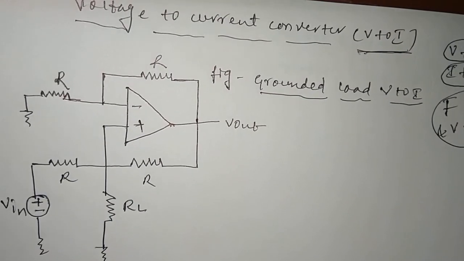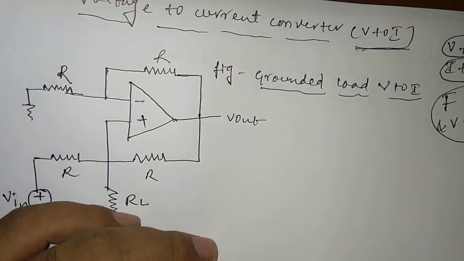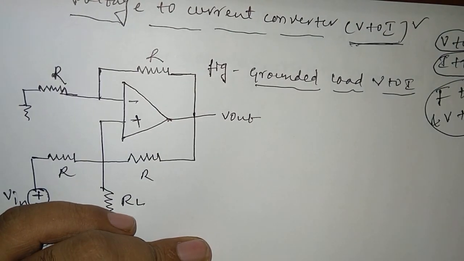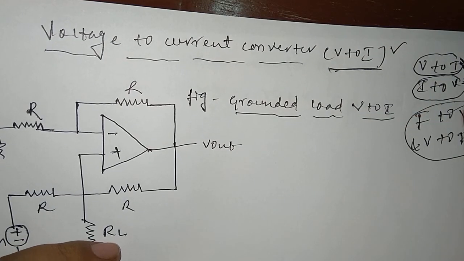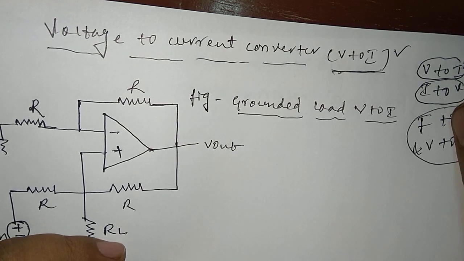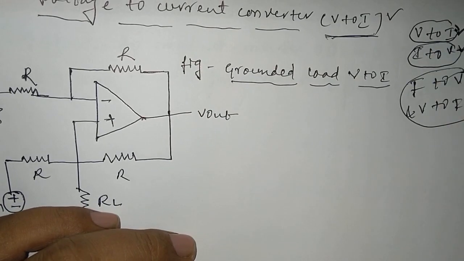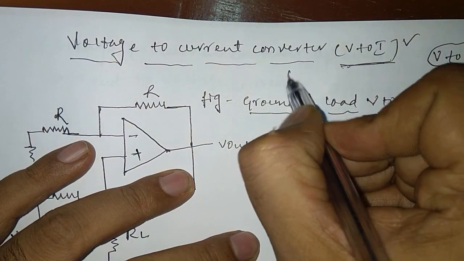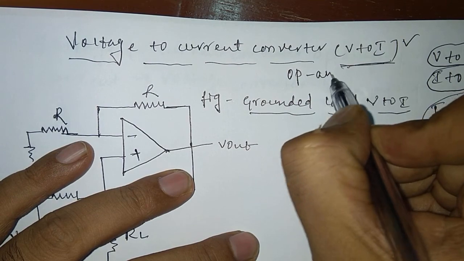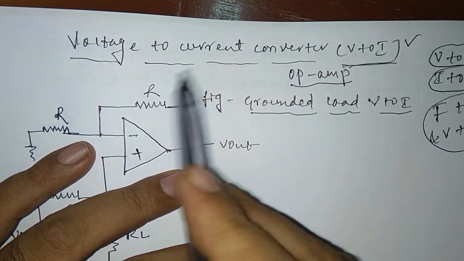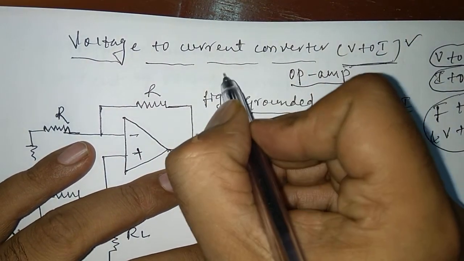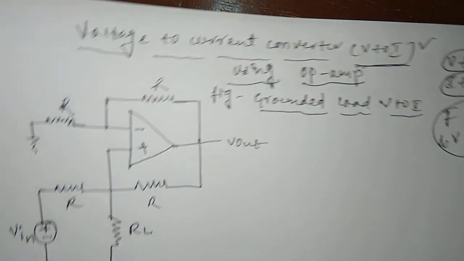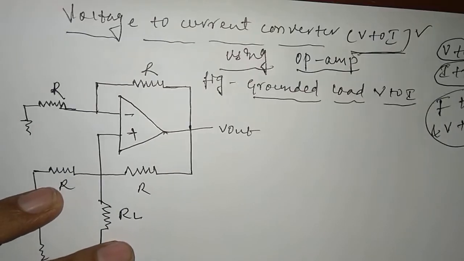Before that, let us try to understand why we need a voltage to current converter. What is the need of the voltage to current converter and where do we usually come across such devices? And remember, these are all based on op-amp. Voltage to current converter using op-amp.